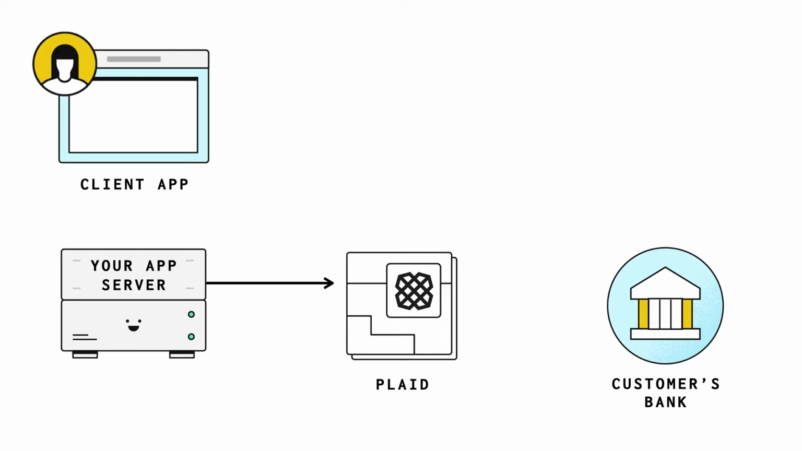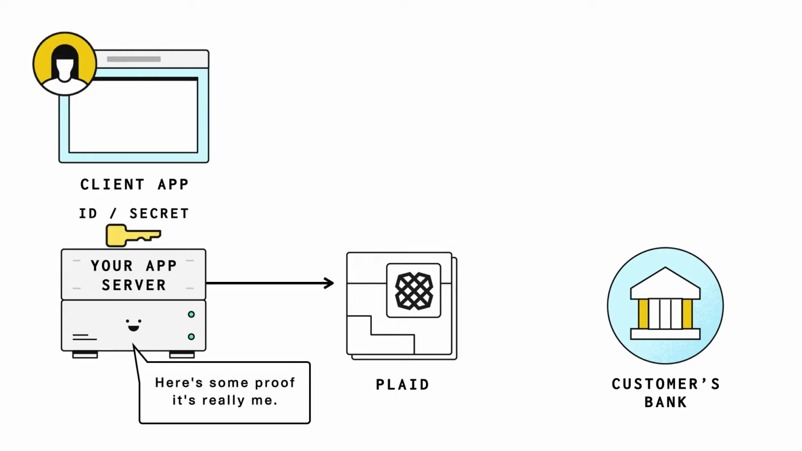Now, part of the reason for this is security. When your server requests data from Plaid, it sends across both a client ID and a secret to prove that your application really is who it says it is. These things can't exist on the client. It'd be too easy for an attacker to dig them up, so they stay server-side.